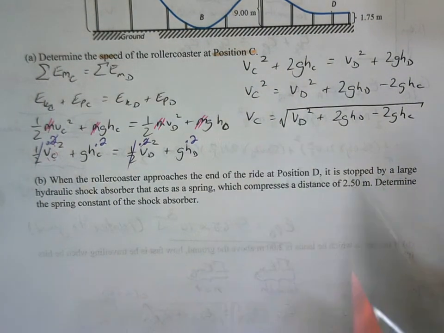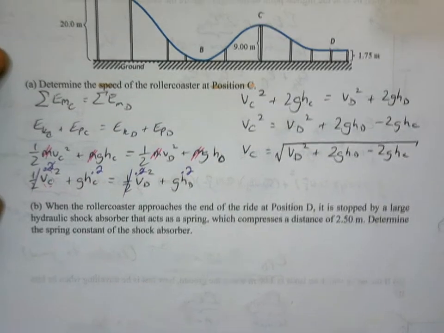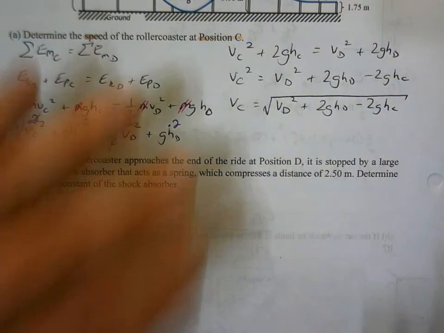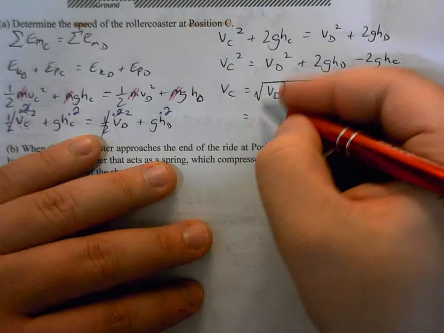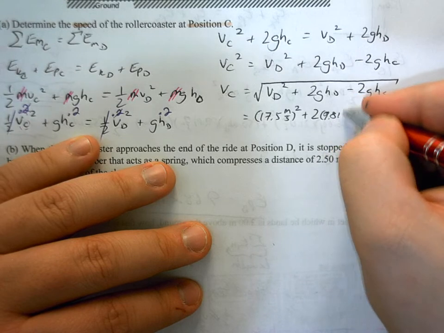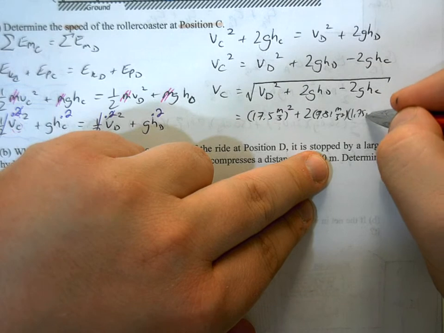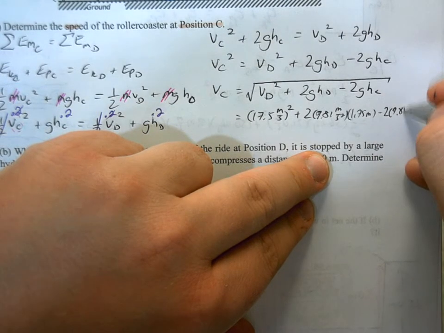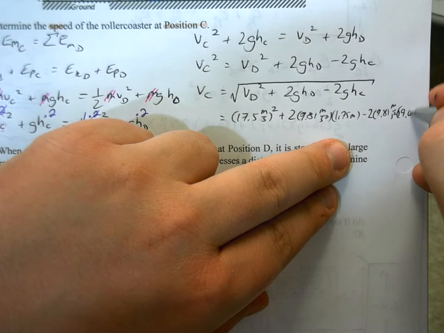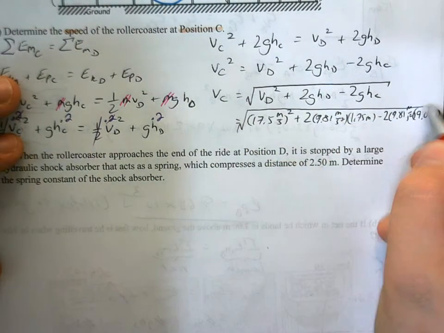So we know the speed at D, it's provided in the context. We know g, we know the height at D relative to the ground, it's 1.75 meters. We know the height of C relative to the ground, it's 9 meters. So we're free to get going. It's setting the equation up that's always the hard part in conservation of energy. So we got our 17.5 meters per second squared plus our 2 times 9.81 meters per second squared times my height at D, 1.75 meters, minus 2 times 9.81 meters per second squared times my height at C, which is 9 meters. Make sure you're really careful with your labeling and your subscripting, because it's very easy to get confused here.